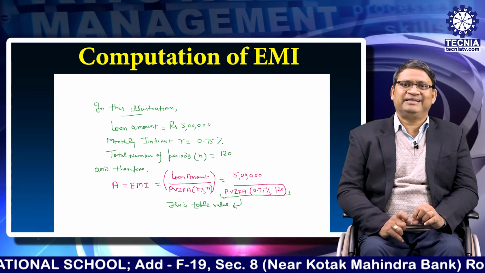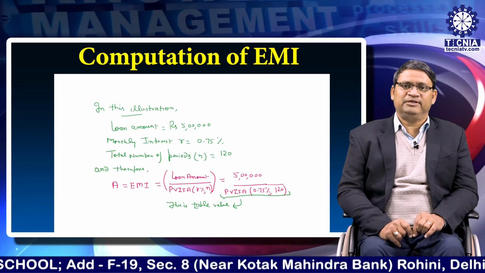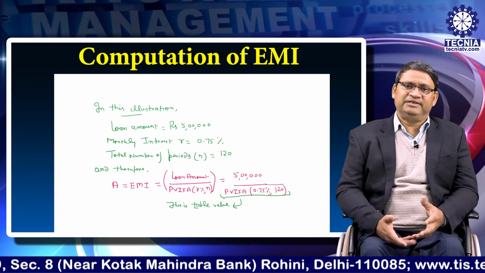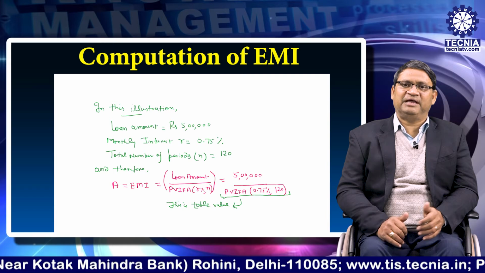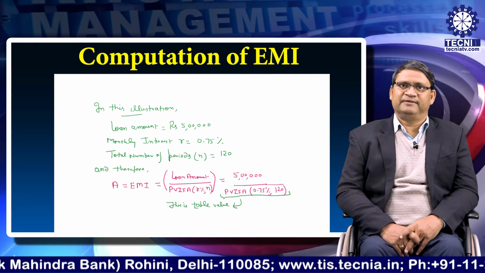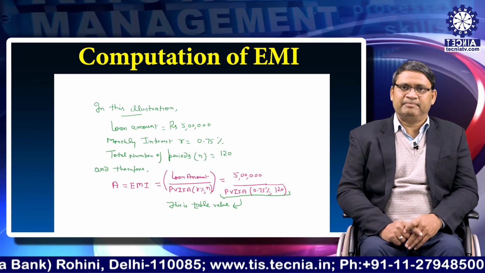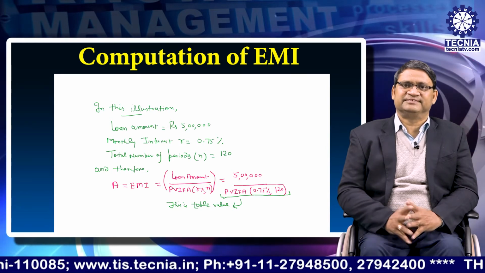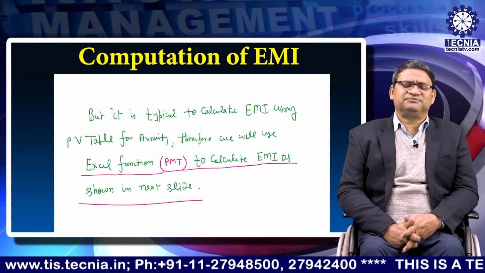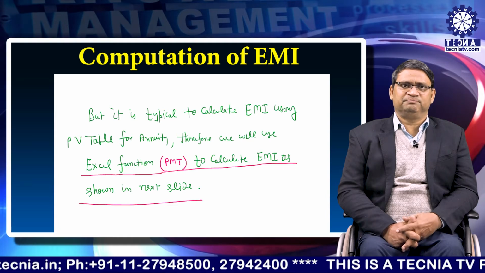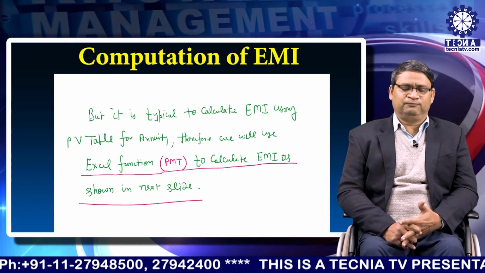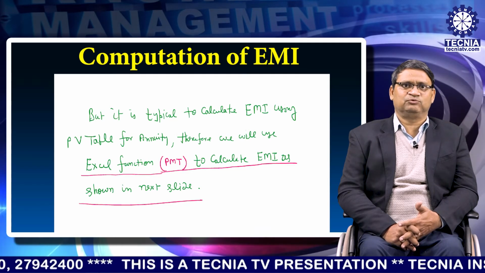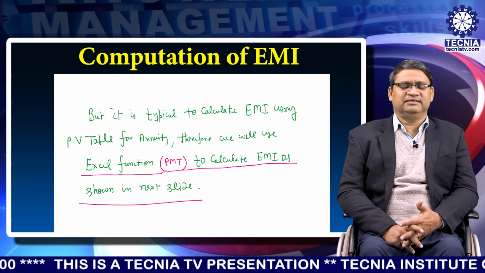This is taken from the table value. So, there is a present value interest factor for annuity table in all the books of finance. We need to take that table value and divide 5 lakh by it, and we will get the EMI. This is how to calculate the EMI in a typical or conventional way using the present value concept. But since it is very difficult to calculate EMI using the present value table for annuity, we will use the Excel function, and in Excel we have a PMT function to calculate EMI, as shown in the next slide.